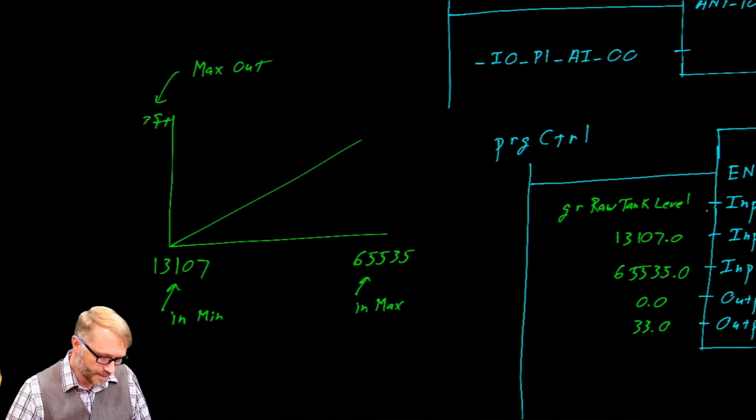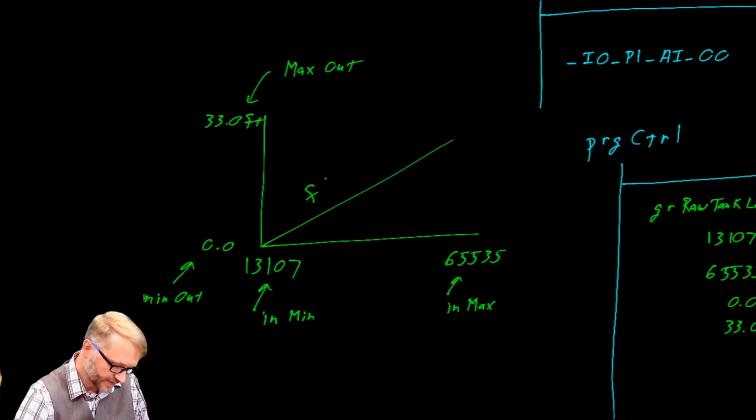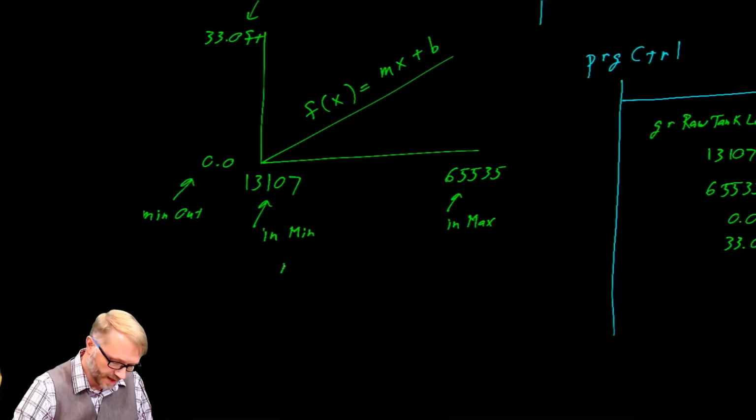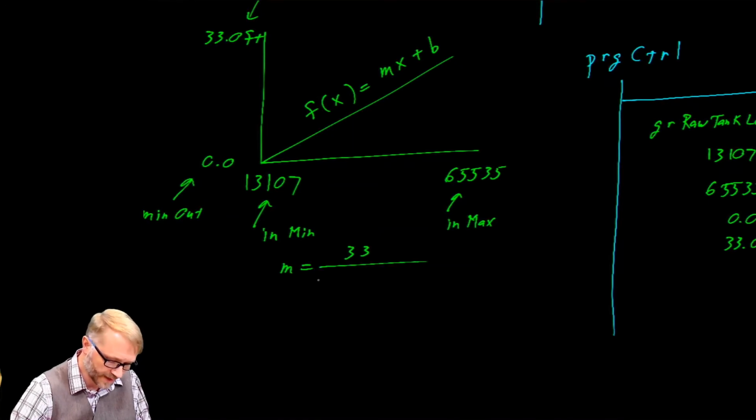If we were to do this manually, we said f of x is equal to mx plus b. Could you figure out those values? Of course you could. M is equal to 33, so rise over run. Our run is 65535 minus 13107. So our slope is 0.000629435.